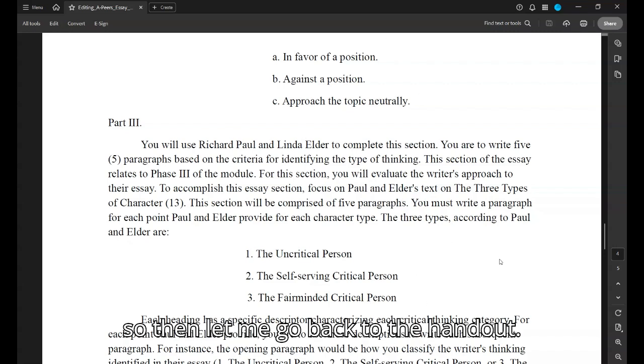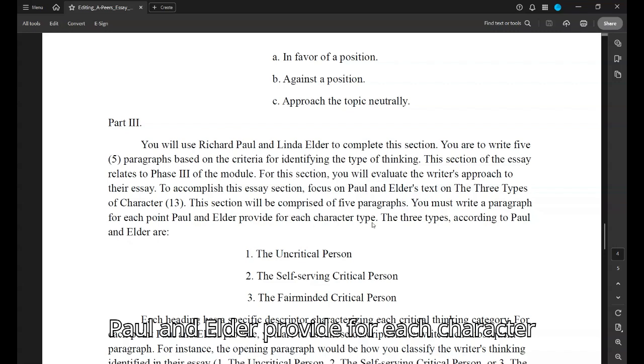Now let me go back to the handout. This section of the essay relates to phase 3 of the module. For this section, you will evaluate the writer's approach to the essay. To accomplish this, focus on Paul and Elder's text on the 3 types of character on page 13. This section will be comprised of 5 paragraphs, and I'm going to show you in a moment. You must write a paragraph for each point Paul and Elder provide for each character type.